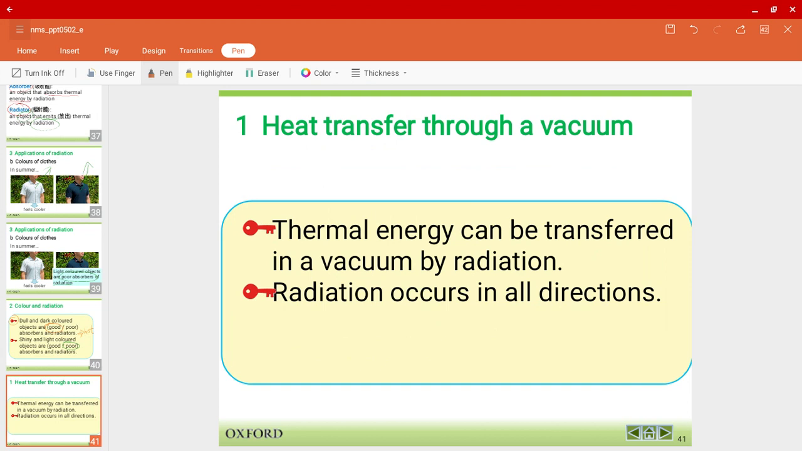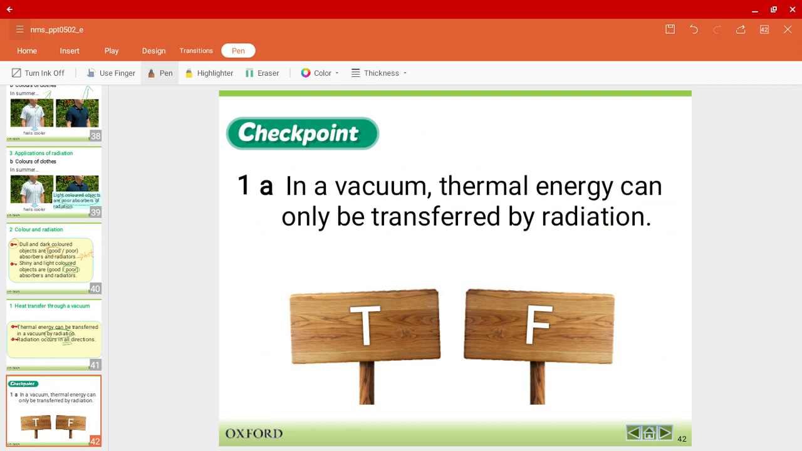And also earlier we've noticed that thermal energy can be transferred in a vacuum, and the process is called radiation, and radiation occurs in all directions. Okay, the keyword is all directions. Right, keeping all this in mind, let's wrap up this part by doing some checkpoint questions.